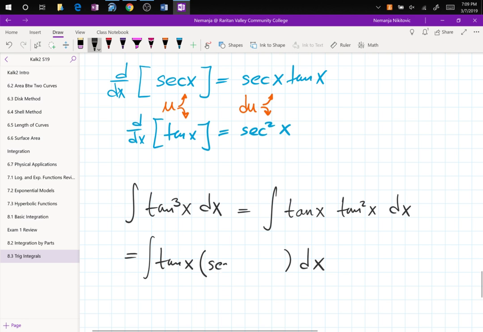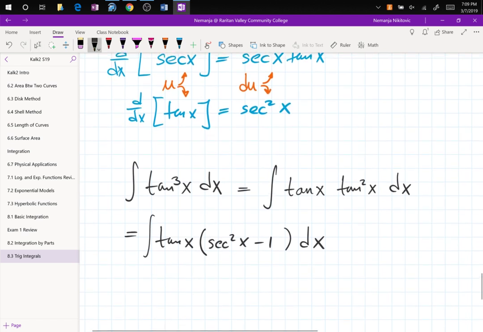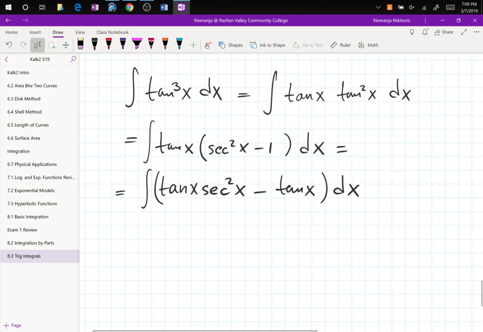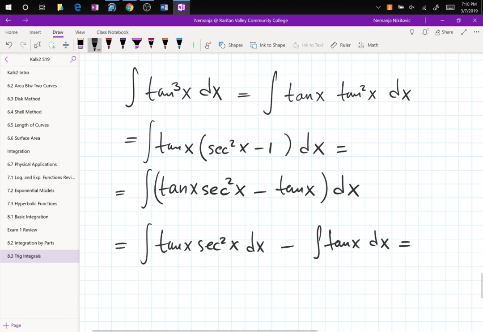So secant squared x minus 1. Now what do we do? We have the integral of tangent x secant squared x minus tangent x dx, which breaks into two integrals because you have a minus, right? So there is the integral of tangent x secant squared x dx minus the integral of tangent x dx.